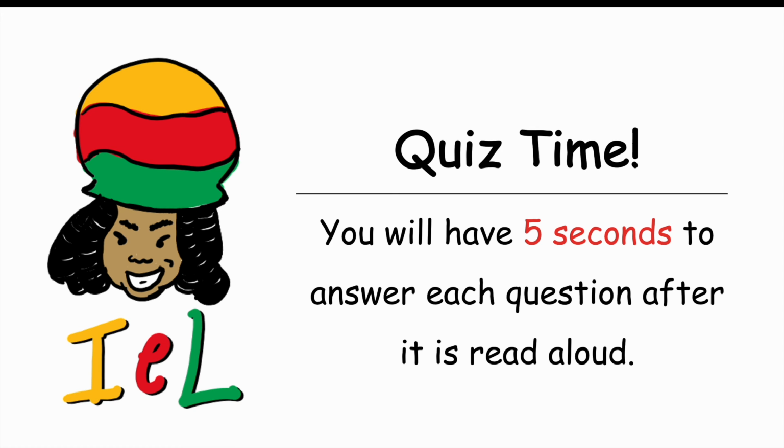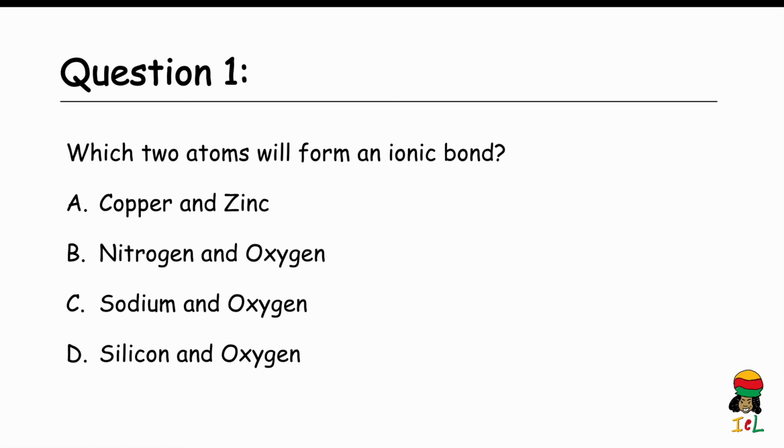It's quiz time. You have 5 seconds to answer each question after it is read aloud. Question 1. Which 2 atoms will form an ionic bond? A. Copper and zinc. B. Nitrogen and oxygen. C. Sodium and oxygen. D. Silicon and oxygen. The answer is C, sodium and oxygen. Recall that ionic bonds are formed between metal and nonmetal atoms, and the only option that gives the name of a metal and a nonmetal is C.